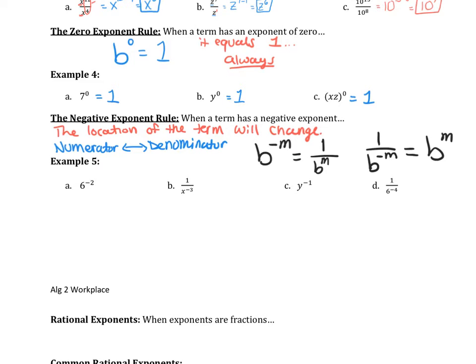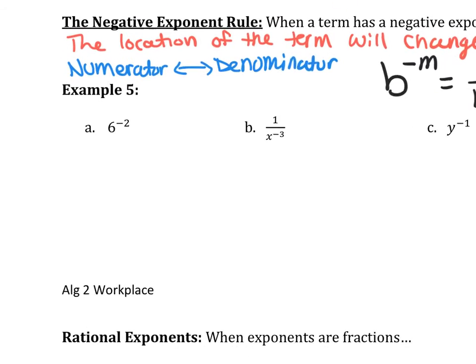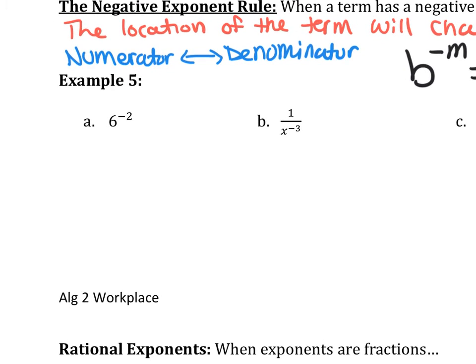Okay, so negative exponents just change the location. So example 5a, we have 6 to the negative 2 power. This negative is telling you that this term is not happy being in the numerator, so we need to move it into the denominator. So this will be 1 over 6 to the positive 2, because once we move it down, the negative's job is done.